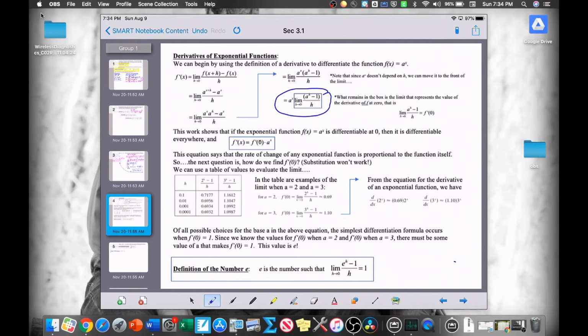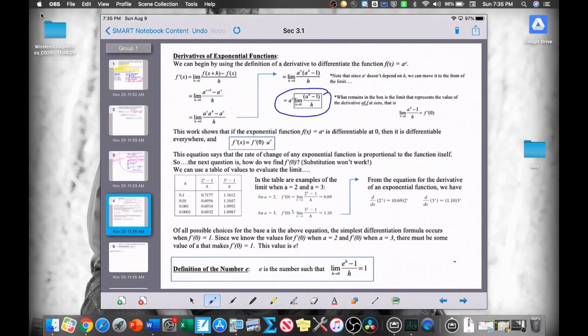And basically what they came up with is, for a equals 2, the closer and closer they get to 0, the value of f prime of 0 is equal to about 0.69. Interesting. That happens to be the natural log of 2. FYI, for future reference. When a is 3, it looks like the limit basically becomes 1.10. FYI, that value is the natural log of 3.